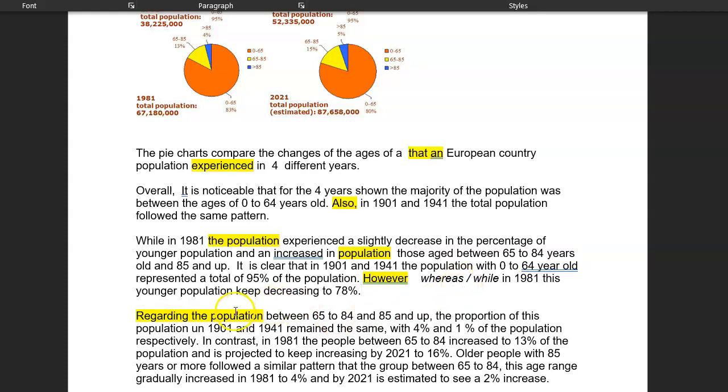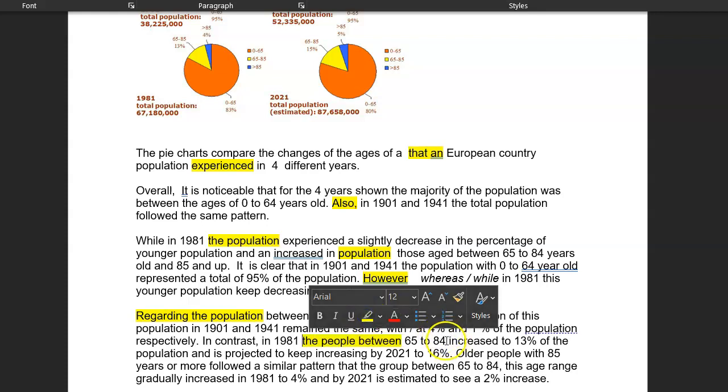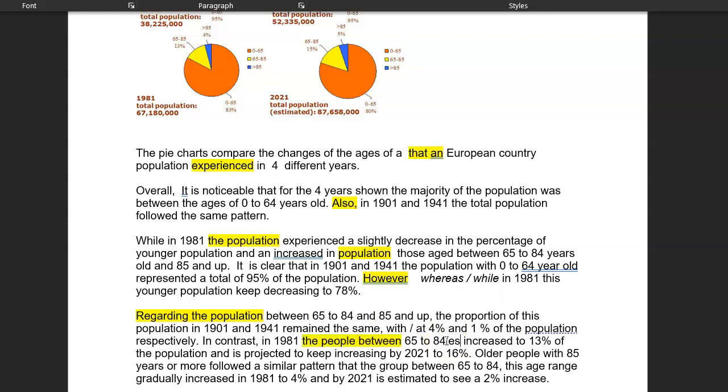So between, is this still 1981? Oh, no, here. Okay, in. I mean the same for, yes, rather than with, but at population respectively, and contrast, good, in 1981. Again, you don't need to have that. You can put 16 to 84s, or the number of 16 to 84s, because increased to 13%, and is projected to keep good.